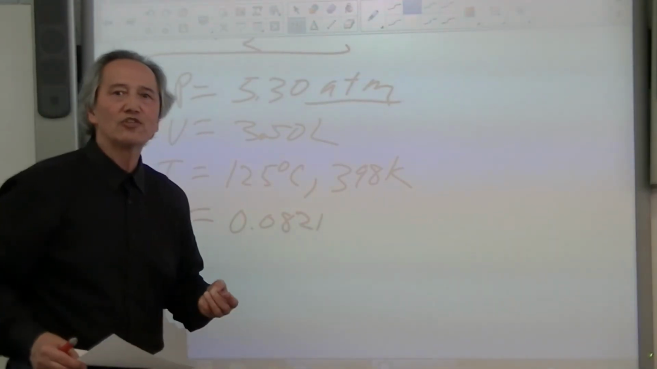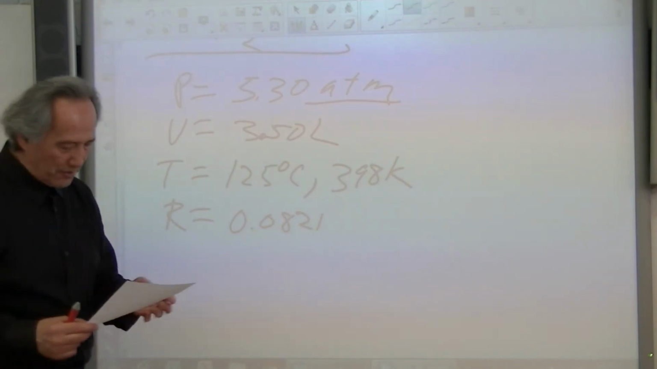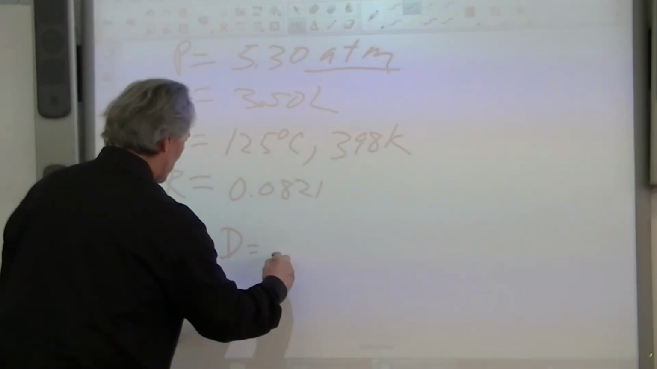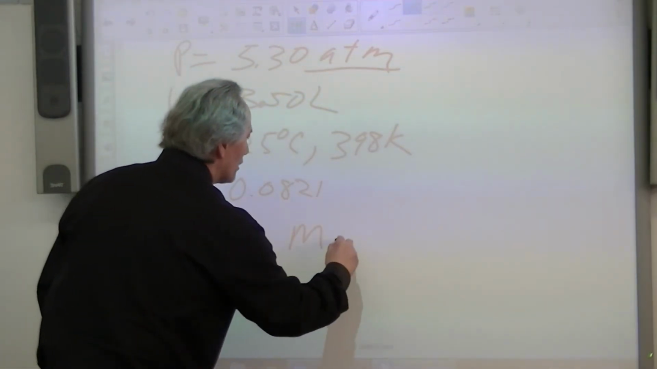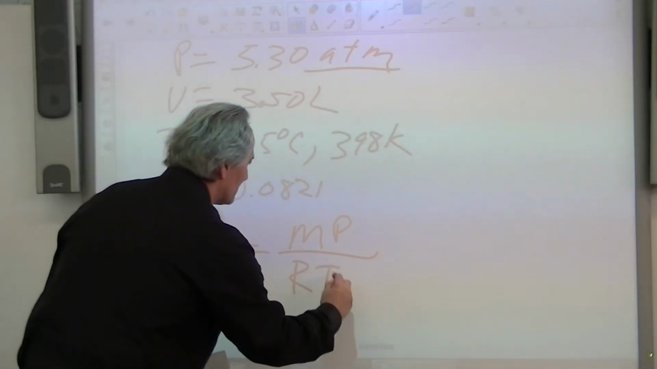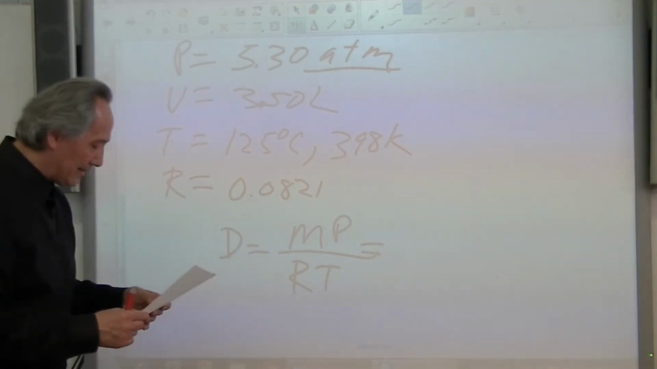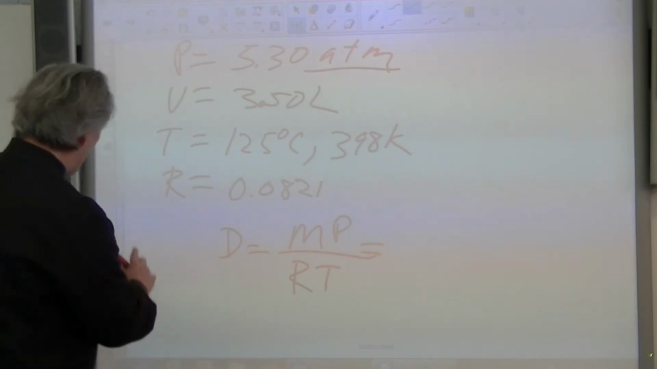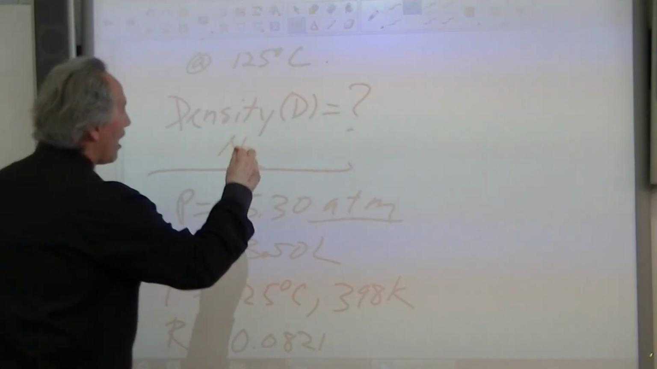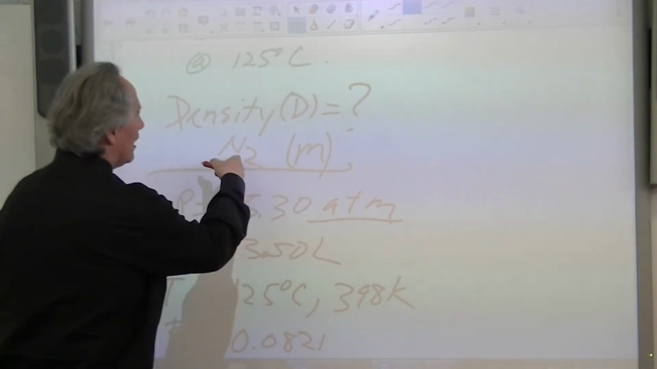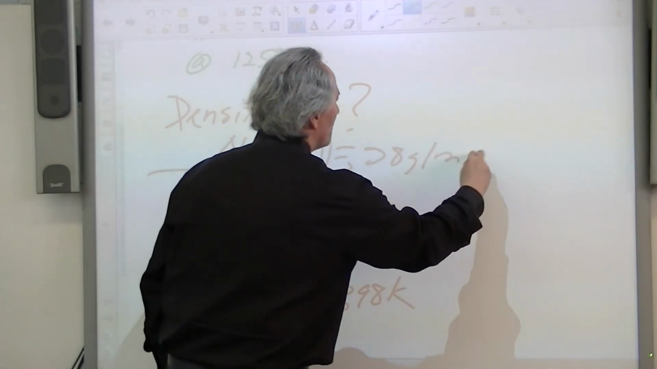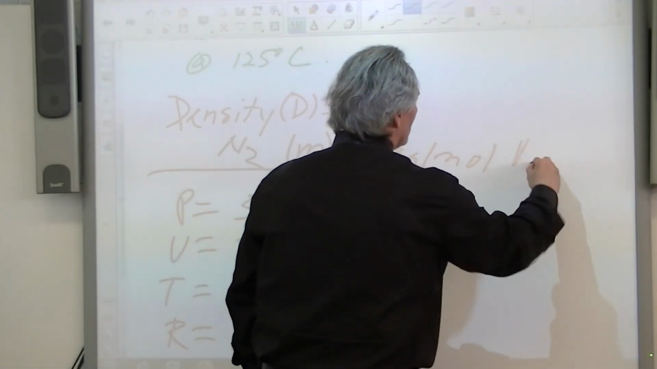Okay, we are ready to solve for density. Let's write our equation for density. D equals molar mass times the pressure divided by gas constant times temperature. Let's go ahead and plug in the data that we've been given. First of all, we need to find the molar mass. Recall that the molar mass of N2 equals 14 times 2, or 28 grams per mole. Now we have our molar mass.